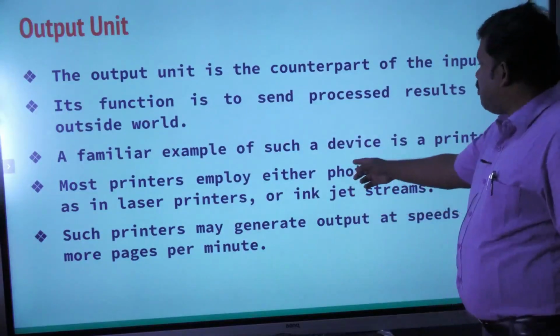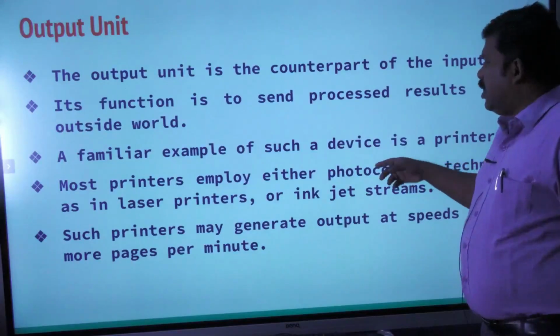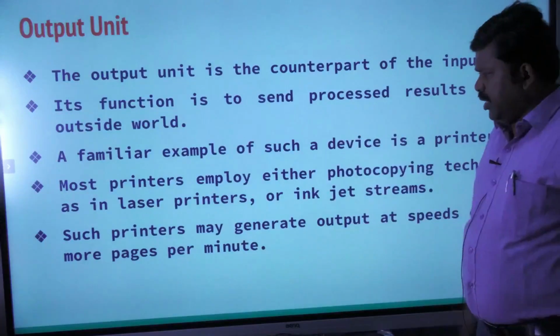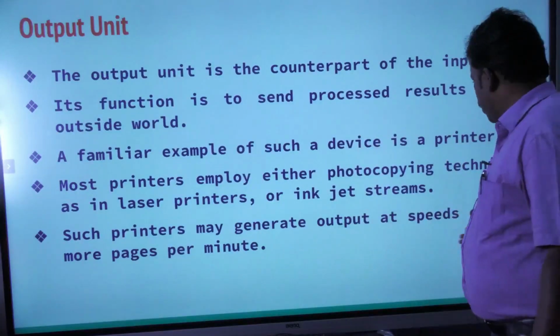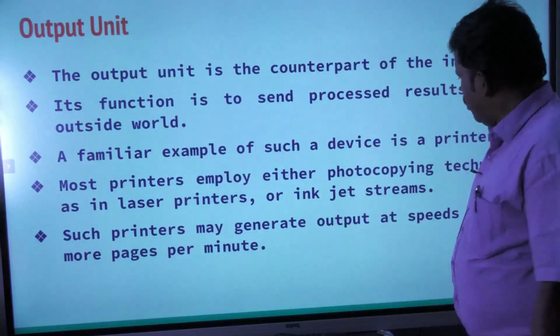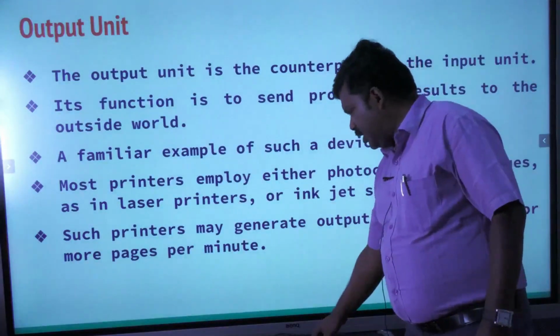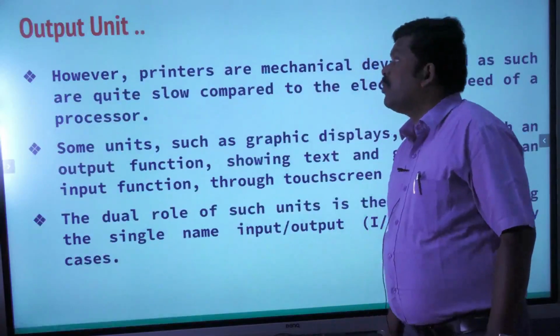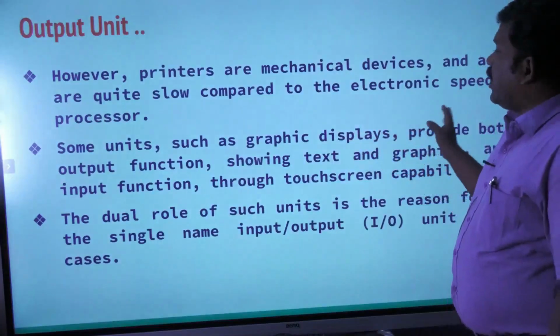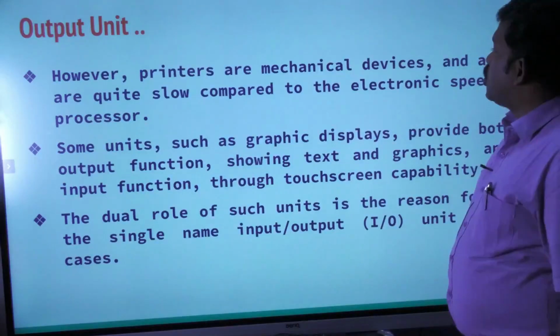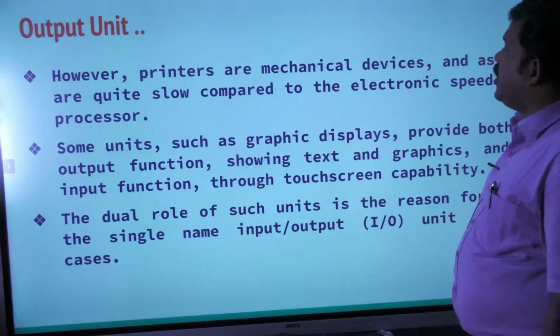One familiar example of such a device is the printer, and even the monitor. Most printers employ the techniques available in the printer. The printers may generate output at a speed of 20 or more pages per minute, so their working speed is pages per minute, or PPM, as we call it. The printers are mechanical devices, and as such they are quite slow compared to electronic speed.